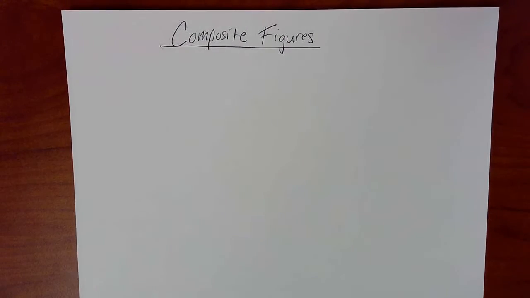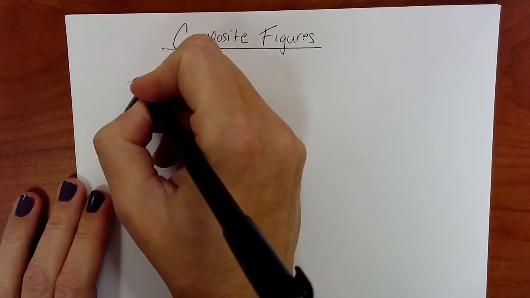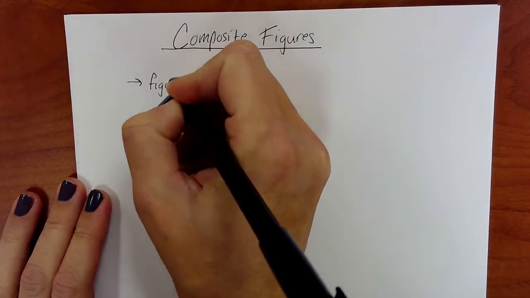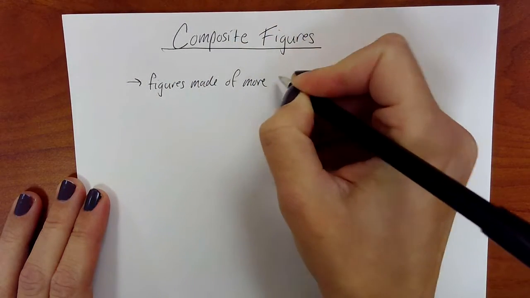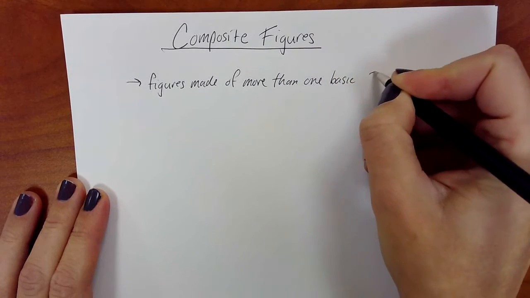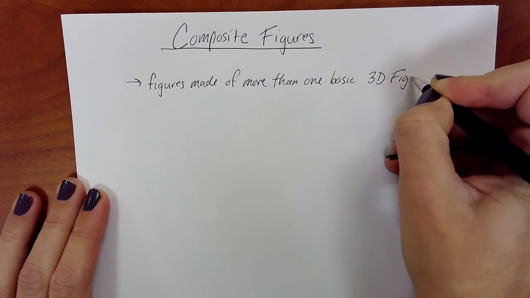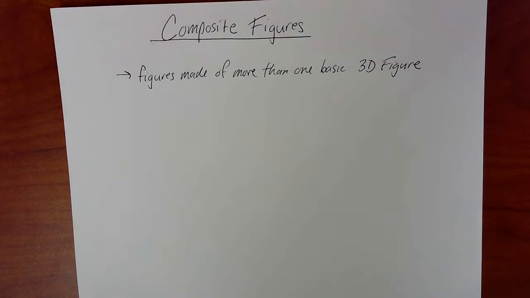All right, composite figures. So basically, it's going to be 2 or 3 different 3D figures put together. So we can just write here, it's figures made of more than one basic 3D figure. All right, so it's kind of like when we did it with the 2D shapes, you're going to have to cut these into shapes that you have formulas for. That's the only way to figure it out.